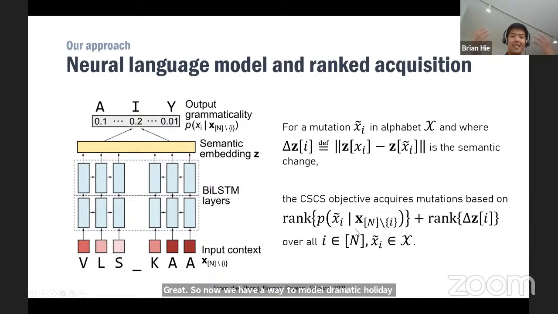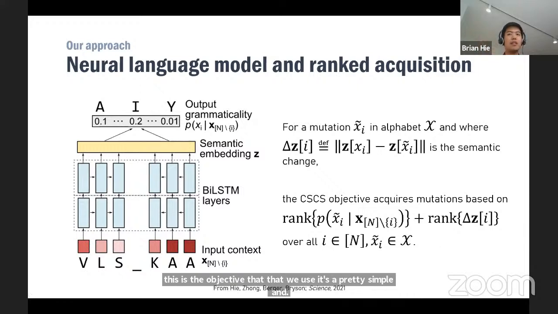And our CSCS objective is actually quite simple. We rank over all possible single token mutations to the sequence. We rank them by the grammaticality, and then we rank them by semantic change. And then we just acquire based on high grammaticality and high semantic change. Of course, you can imagine other potential objectives, but this is the objective that we use. It's a pretty simple one.